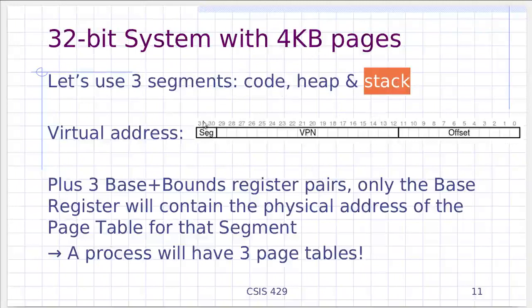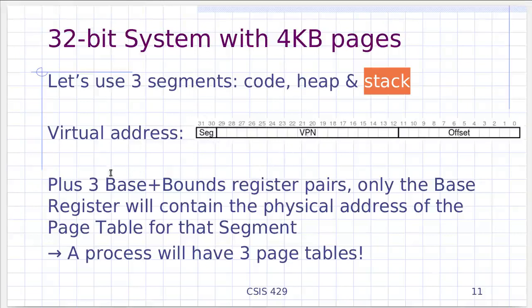And then we said we only need 3 segments. We have to set aside 2 bits for that, and that'll give us 4 possible segments, out of which we only use 3. So we use 12 here, 2 here, which gives us a remainder of, I guess, 18 bits for the virtual page numbers.